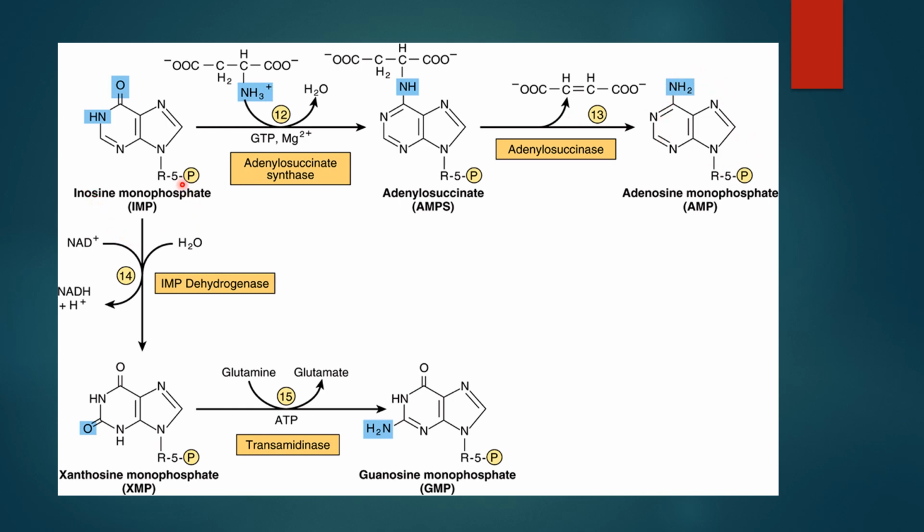On the other hand, inosine monophosphate undergoes an NAD plus dependent dehydrogenation process, which yields xanthosine monophosphate. Here the amino acid glutamine is converted to glutamate by donating its amide group to xanthosine monophosphate to form guanosine monophosphate. Hence, we can conclude that inosine monophosphate acts as the immediate precursor for the formation of AMP, adenosine monophosphate, as well as guanosine monophosphate, the purine nucleotides.